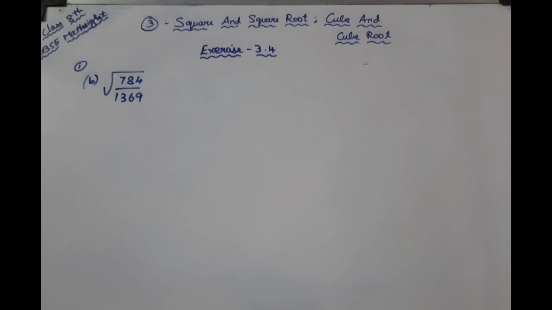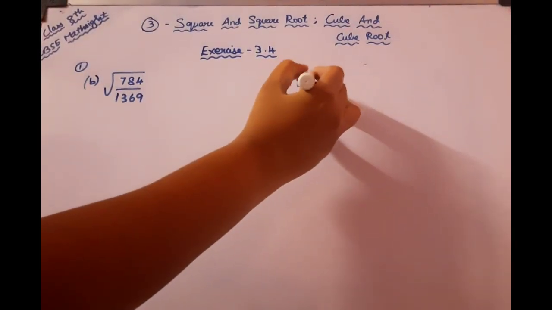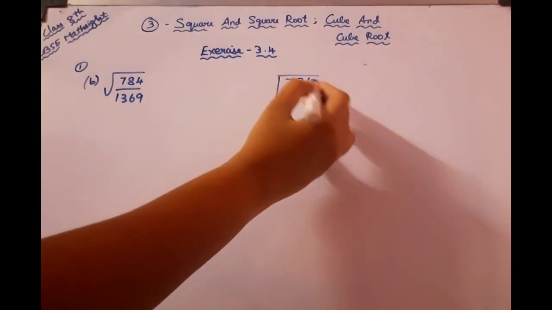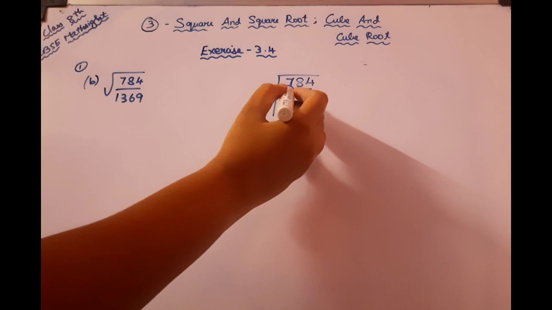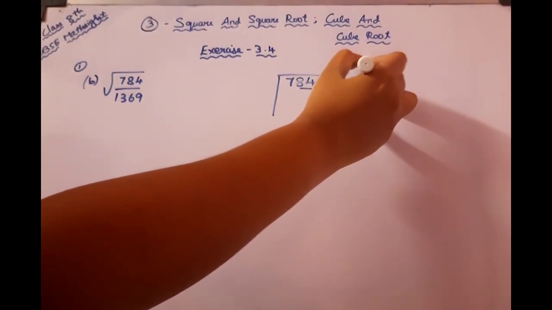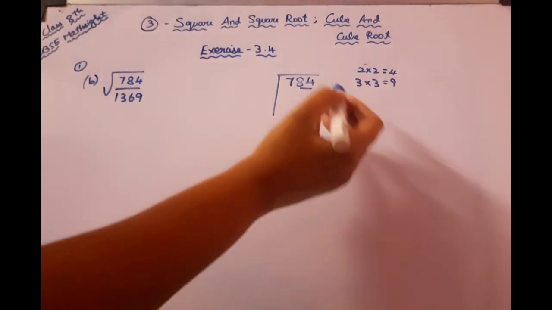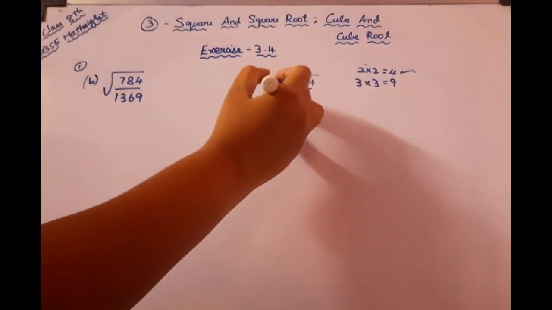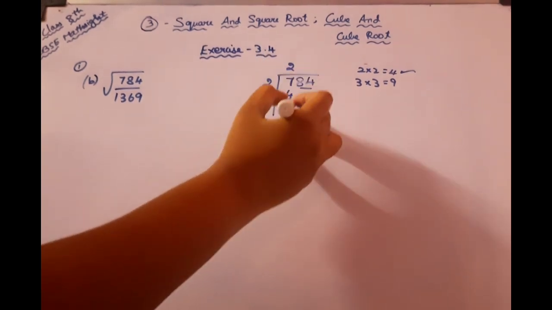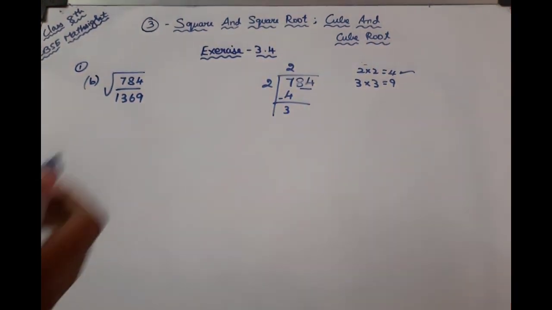We will try to do the second sum: square root of 784 divided by 1369. We will use the long division method to find the square root value. So first for 784, when we pair, first we have to solve 7. 3 into 3 is 9, so we can take 2 into 2. 2 into 2 is 4, which we can substitute. When we subtract we get the remainder 3.